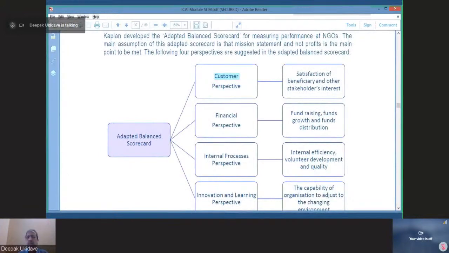Then comes financial perspective, but again there is a slight modification or variation over here. In profit organizations we had seen financial perspective takes into account ROI, return on investment, RI, residual income, then EVA, economic value added, etc. Now in case of a not-for-profit organization, how to measure ROI, how to calculate RI or EVA, it is a bit difficult.